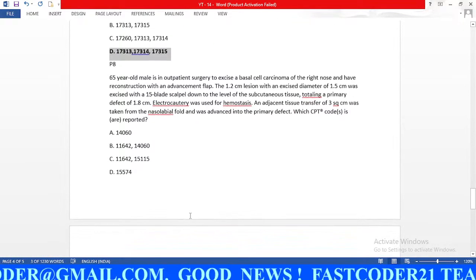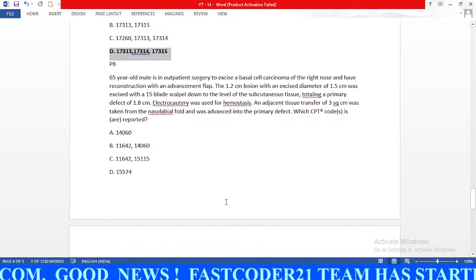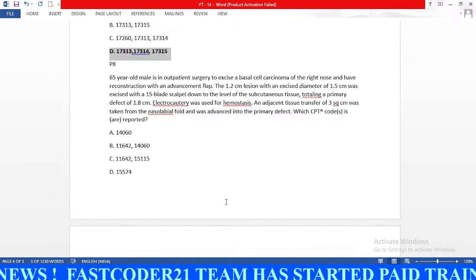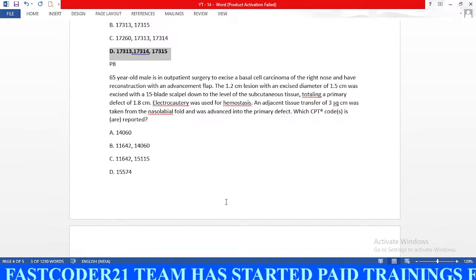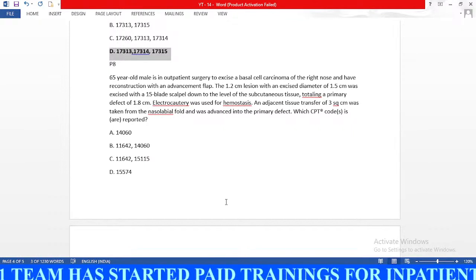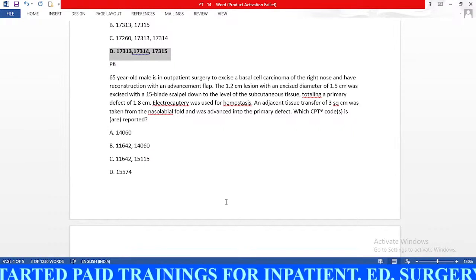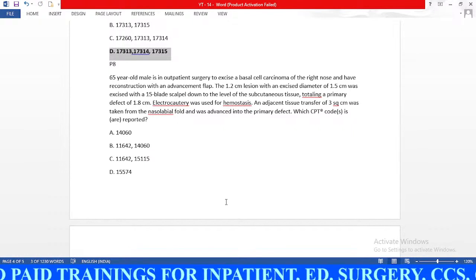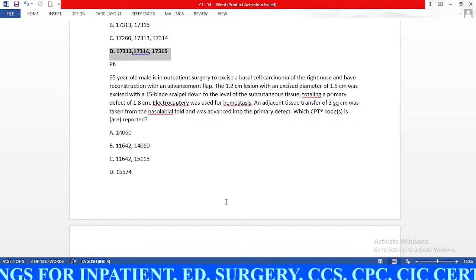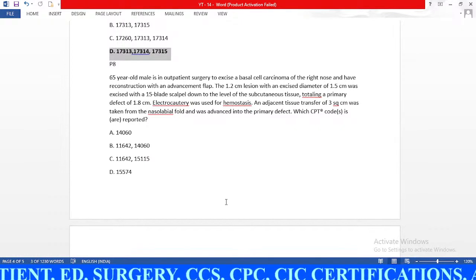So next question. A 65-year-old male is in outpatient surgery to excise a basal cell carcinoma of the right nose and have reconstruction with an advancement flap. The 1.2 centimeter lesion with an excised diameter of 1.5 centimeters was excised with a number 5 blade scalpel down to the level of the subcutaneous tissue, totaling a primary defect of 1.8 centimeters. Electrocautery was used for hemostasis. An adjacent tissue transfer of 3 square centimeters was taken from the nasolabial fold and was advanced into the primary defect. What CPT code is reported? You have options 14060, 11642, 11642, 15574.